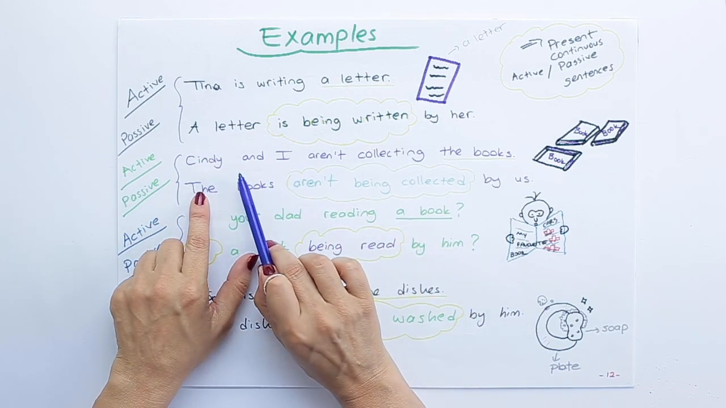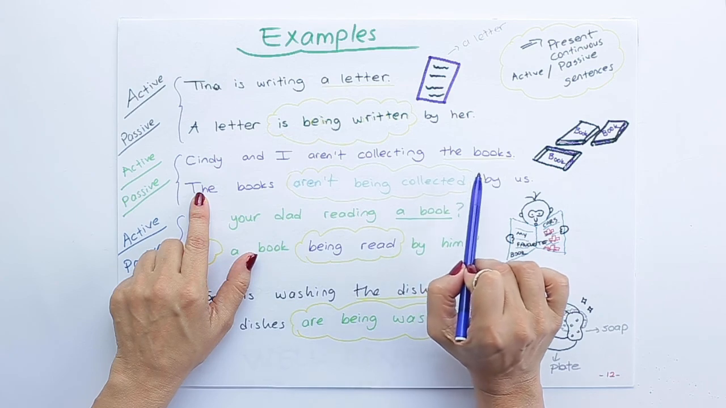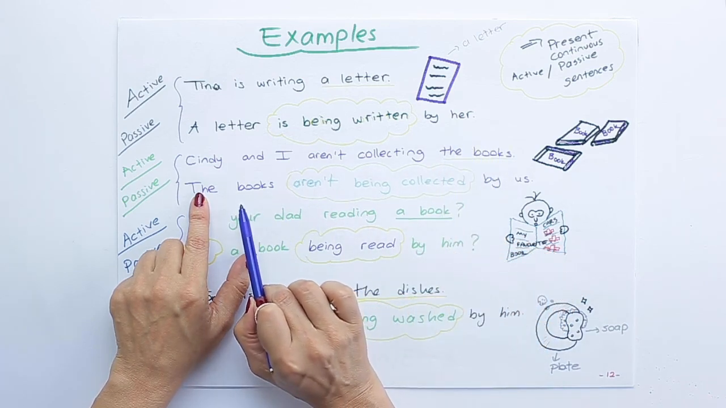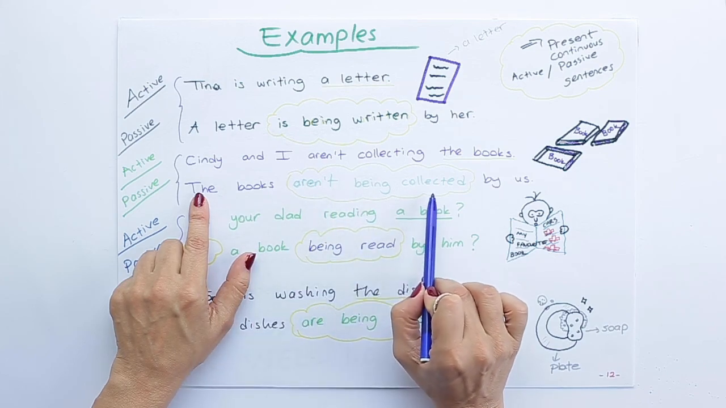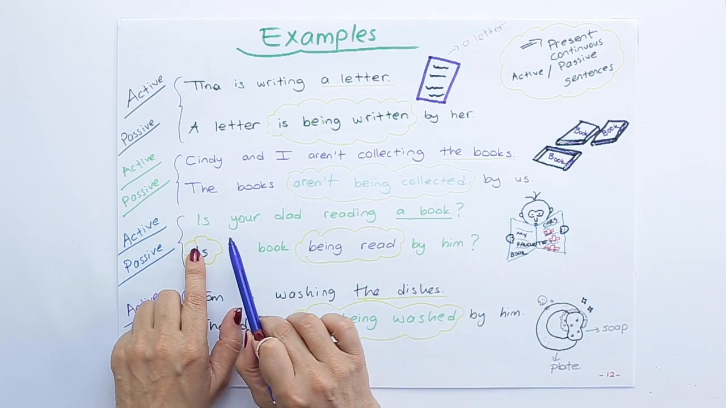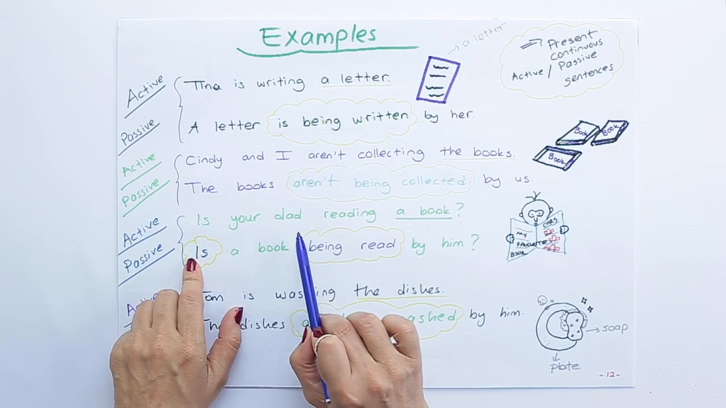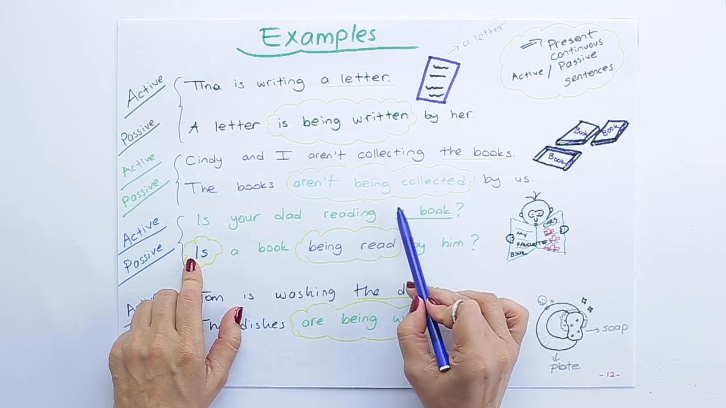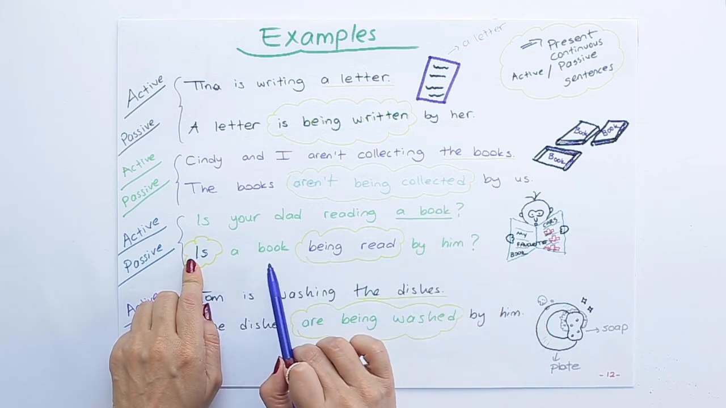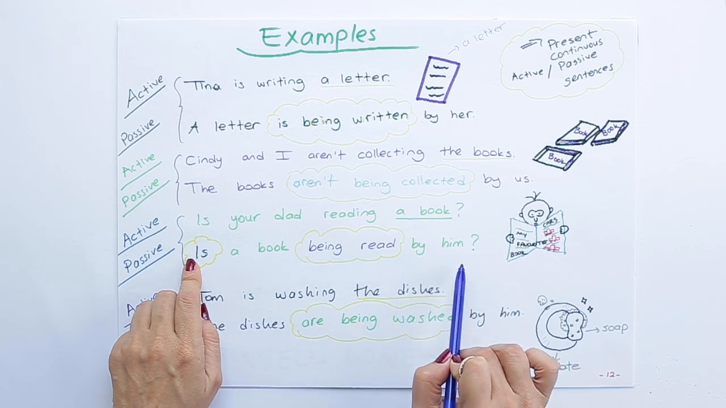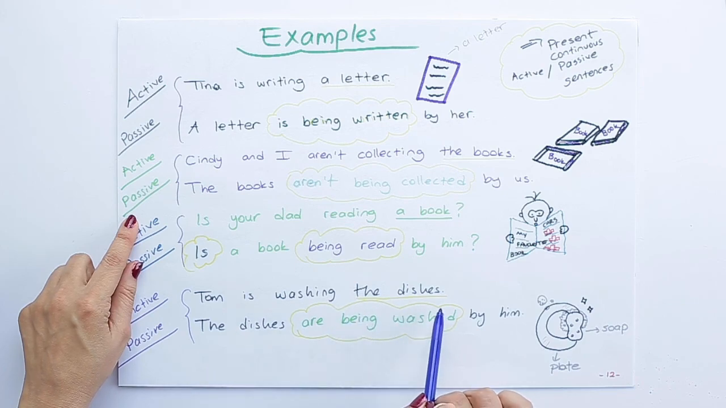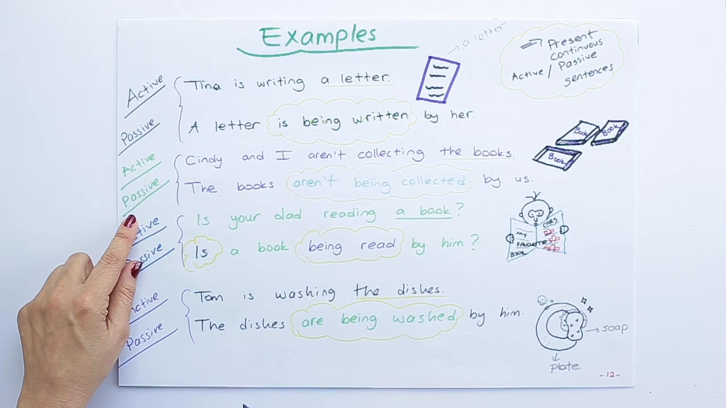Great. Cindy and I aren't collecting the books. The books is my subject. The books aren't being collected by us. Is your dad reading a book? A book is my subject. Is a book being read by him? Tom is washing the dishes. The dishes are being washed by him.